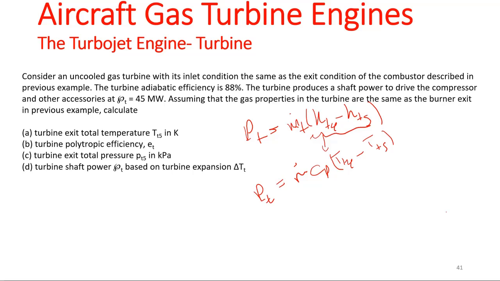So you just plug in the values. What do we have for P of T? 45 megawatts. What do we have for m dot? We have 51, right? What do we have for Cp? What was the value of Cp? Can you go back and check? 1156, yeah.